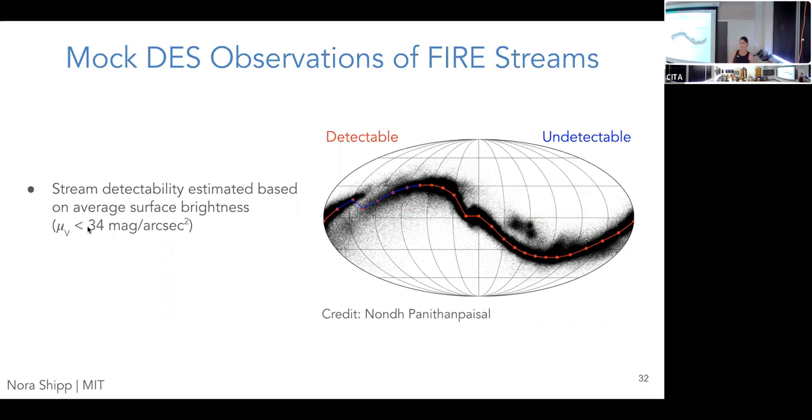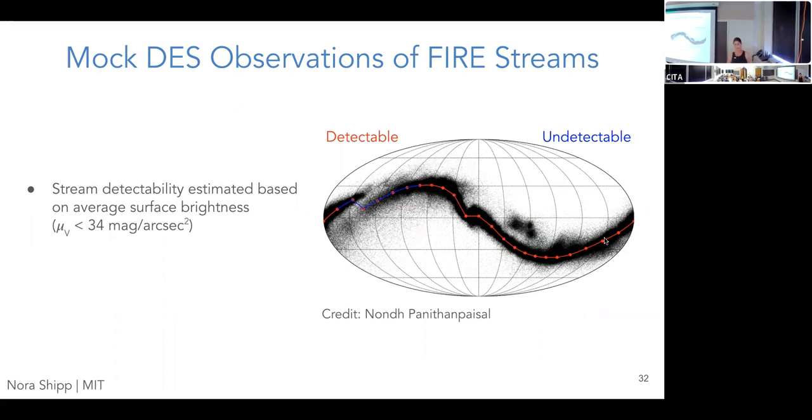So we determine the surface brightness limit to be that of the DES streams, which is about 34 mags per arcsecond squared. This number is different from the surface brightness limit you would hear if you were talking about looking for streams in images. So this is specifically for these searches in resolved stars. And then we calculate the surface brightnesses of the streams in these 15-degree long segments so that we can consider parts of the streams to be detectable and parts to be undetectable.